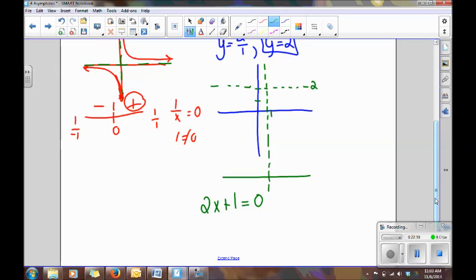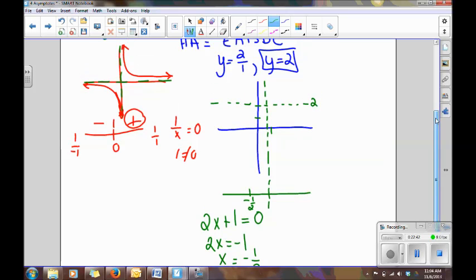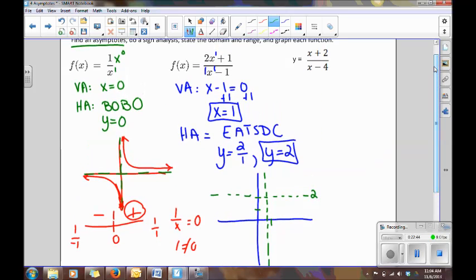We can minus 1 to the other side. We get 2x equals negative 1. Divide by 2, x equals negative 1/2. Okay, so we know we've got a zero at negative 1/2. So we put that into our sign analysis. We can choose a number between 1 and negative 1/2. 0 is quite nice.